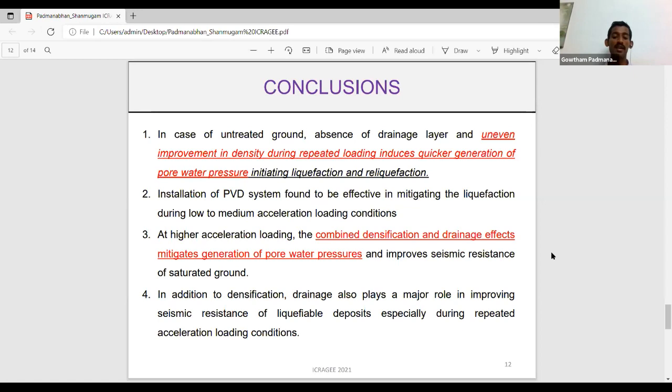So we conclude and recommend that a technique like the prefabricated vertical drain system can be adopted to mitigate liquefaction as well as re-liquefaction during successive seismic events, because it works on both densification and drainage mechanism, which could be an apt technique to adopt and to counter liquefaction under high seismic intensities. With this, I would like to conclude that the PVD system has performed well under repeated shaking events.